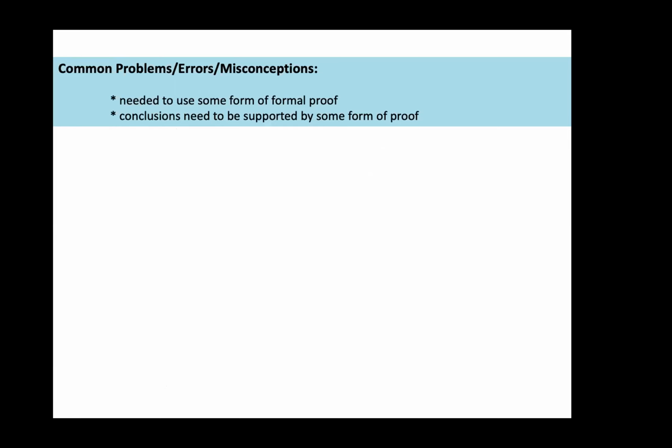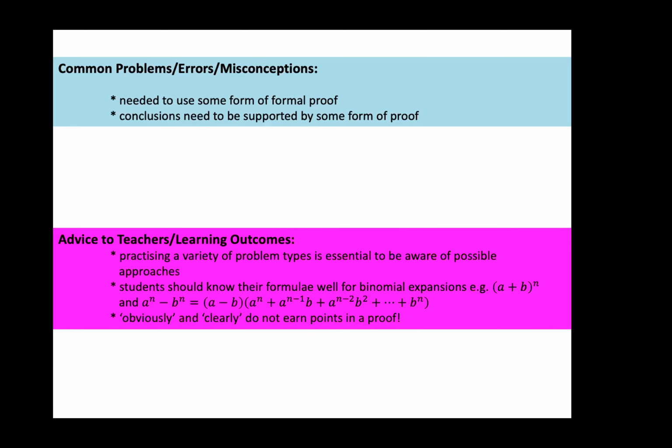Now, we needed to use some form of formal proof here. Students often tried to prove it without any formal proof. Conclusions need to be supported by some form of proof. So when practicing a variety of problem types, it's essential to be aware of possible approaches. Students should know their formula well for binomial expansions, for example, (a plus b) to the power n, and not a to the n plus b to the n, which obviously and clearly does not earn points in a proof.